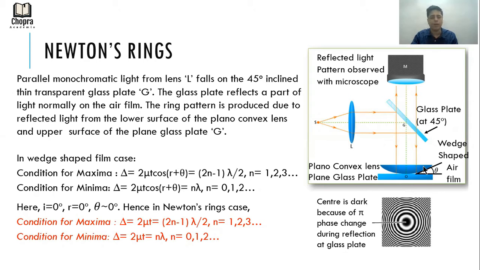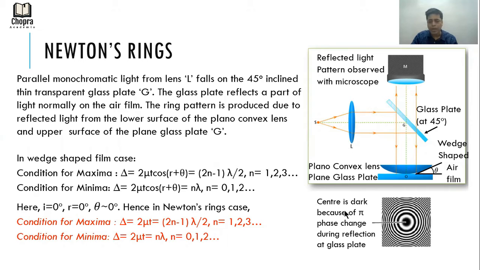So you see the thickness of the fringes keeps changing, or I should say the diameter of the fringes keeps changing, and the center of the pattern or the zeroth order pattern is dark because of the pi phase change during reflection at the glass plate at this point O.